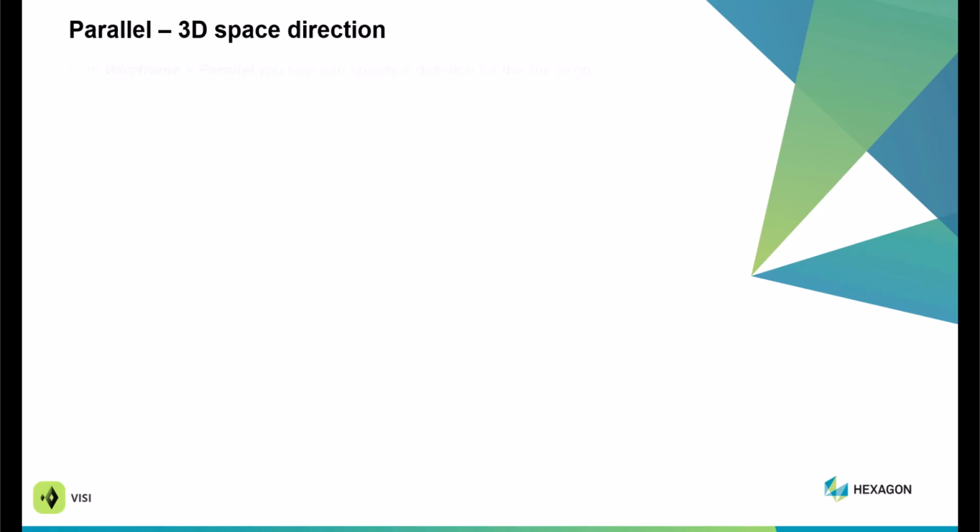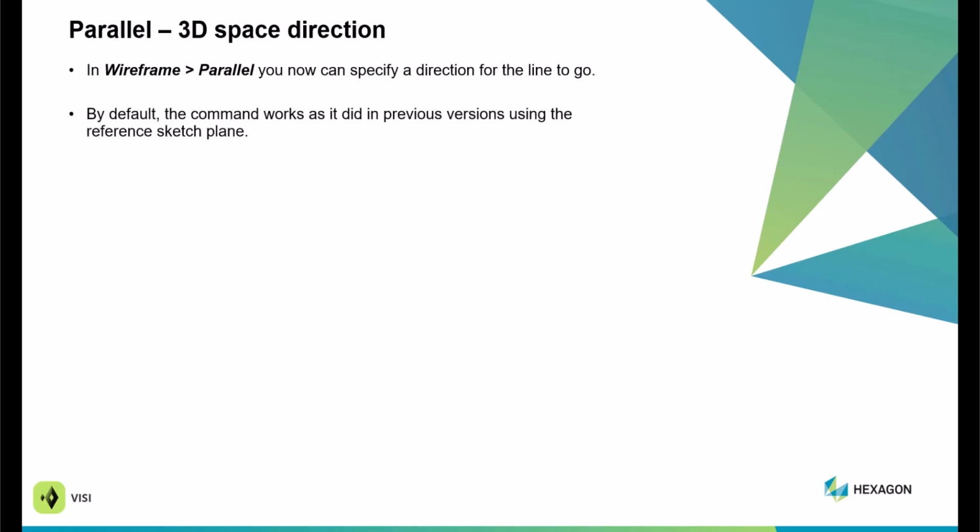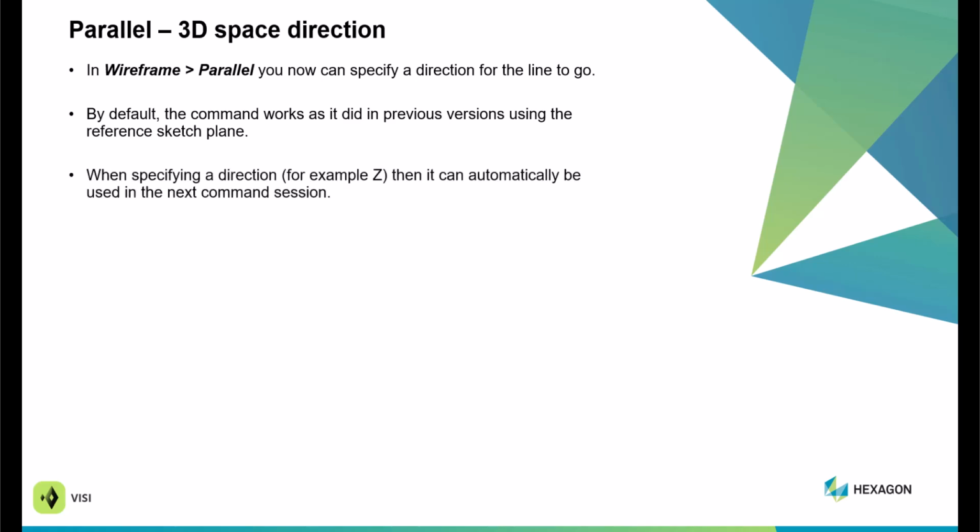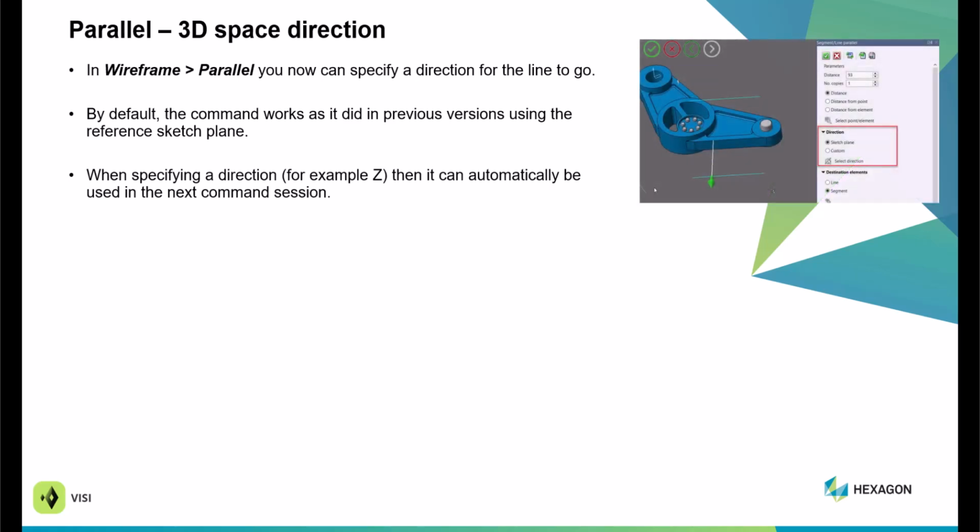Parallel 3D space direction. In Wireframe Parallel, you can now specify a direction for where the line goes. By default, the command works as it did in previous versions, but when you select a specific direction, for example Z, then the parallel will automatically go in the direction you specify.